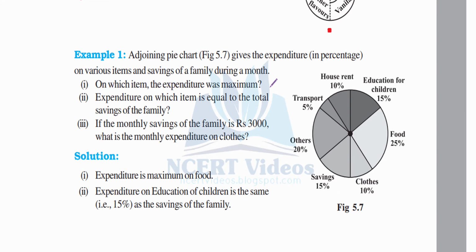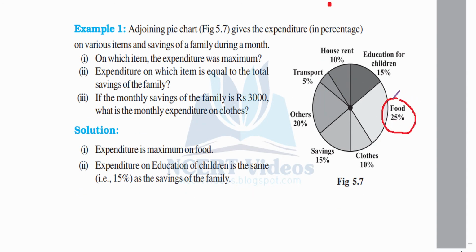On which item was the expenditure maximum? Clearly, this one is the biggest sector of this complete chart. Therefore, on food, expenditure is maximum. That solves our first part. Second part: expenditure on which item is equal to the total savings of the family? So total savings is 15%, and the question is asking us to find the item on which expenditure equates to 15%. Well, simple. It's education for children, that is 15%. Therefore, these both are equal. That's why expenditure on education of children is the same, 15%, as the savings of the family.